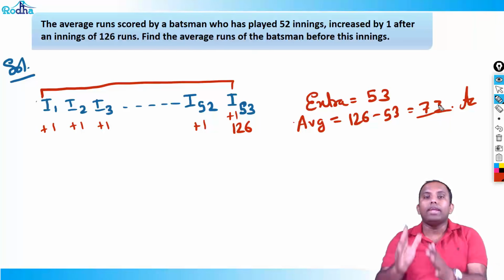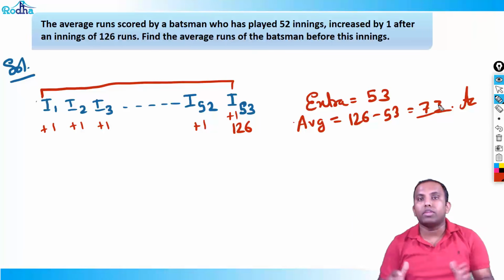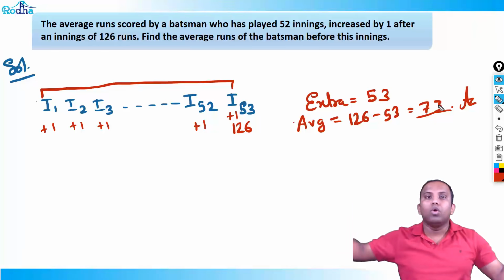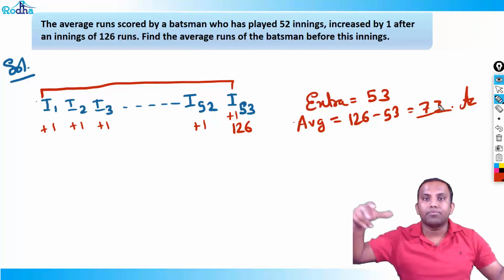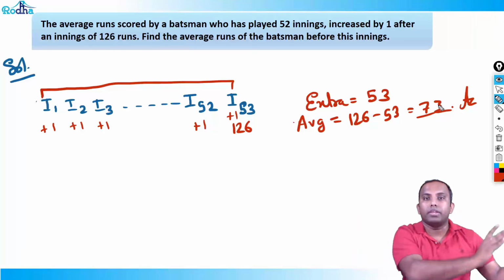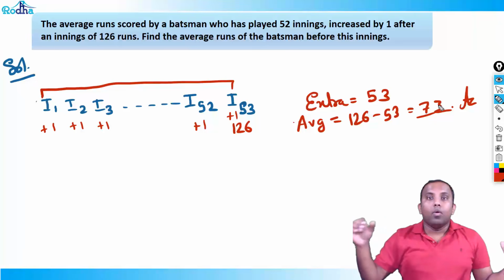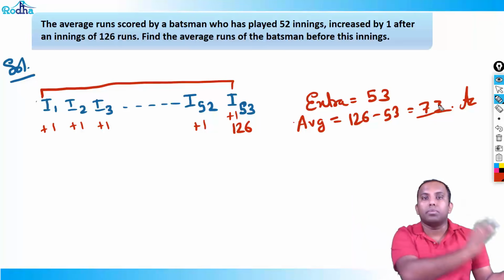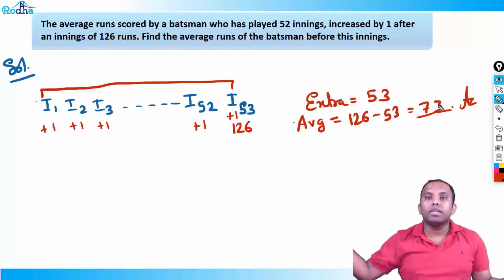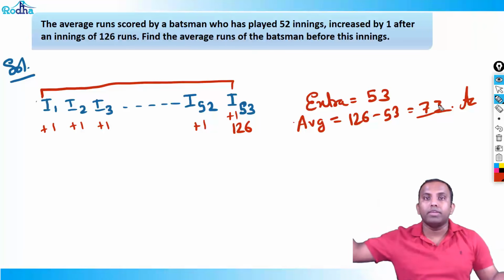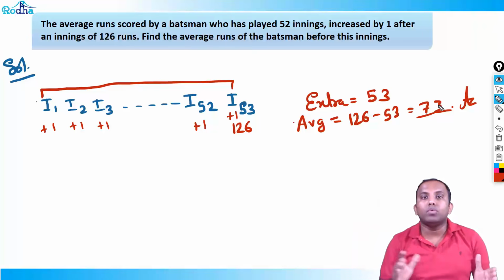Now there are 52 people in a group. When a 53rd person whose weight is 126 kg joins the group, the average weight of the whole group increases by 1 kg. That means whatever extra he brings into the group is distributed equally among all the persons, right? So what is the extra weight he's bringing in the group? Plus 1, plus 1, plus 1 to all 53 people, including him. So 53 into 1, 53 kg extra he's bringing into the group.